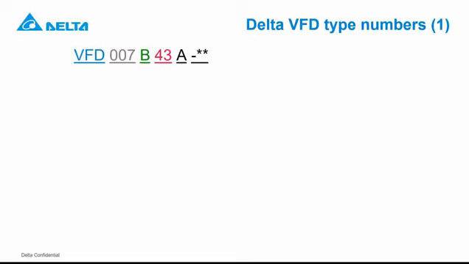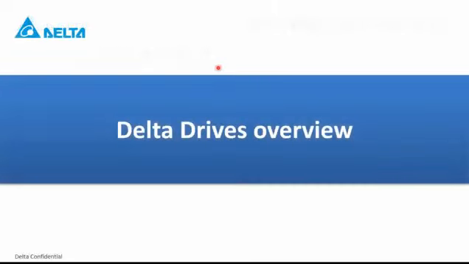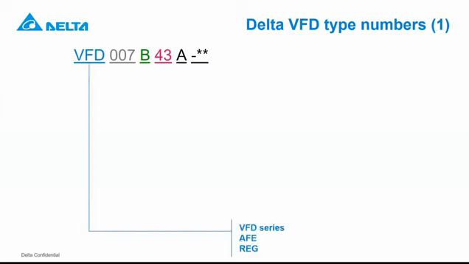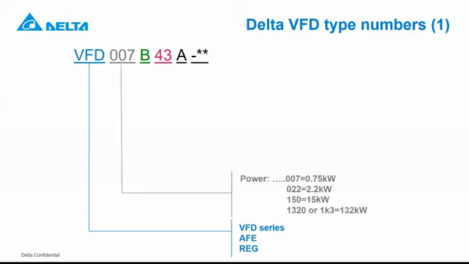Okay, so I'll move on to the Delta drives overview. Firstly, I'll explain a bit about how the drive type numbers are constructed. The first 3 letters normally stand for variable frequency drive, but we also have active front end and regenerative drives. The following 3 numbers will show you the power of the drive.